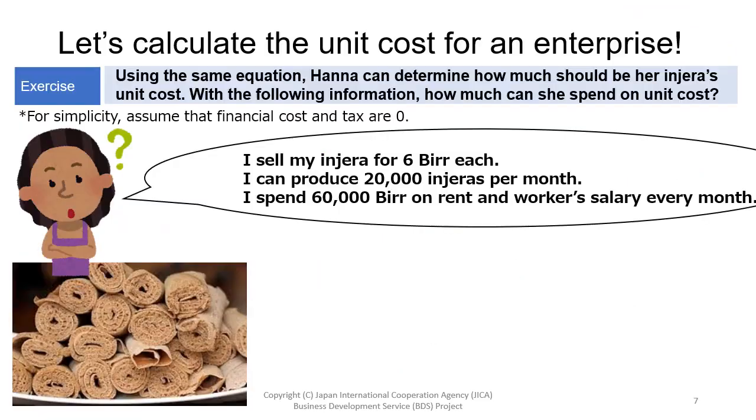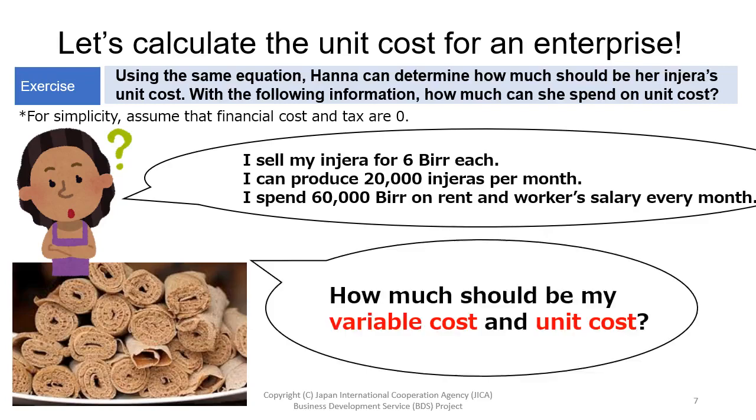Let's try another exercise. Hannah sells her injera for 6 birr each. She can produce 20,000 injeras per month and spends 60,000 birr on rent and workers' salary every month. How much should be her variable cost and unit cost of her injera? Pause this video and use the same BEP equation to calculate the answers.